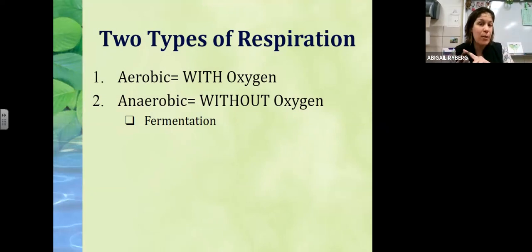One is called aerobic. So think aerobic, think air. And that occurs when oxygen is present. So like most of the time, right? Almost your entire life, your cells are going to undergo aerobic respiration. So every time that you have adequate oxygen, which would be pretty much all the time, you're going to be undergoing aerobic respiration. The second type is when there is no oxygen present. And an example of anaerobic is fermentation.